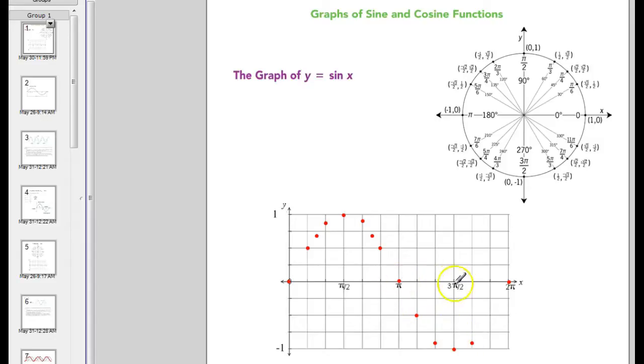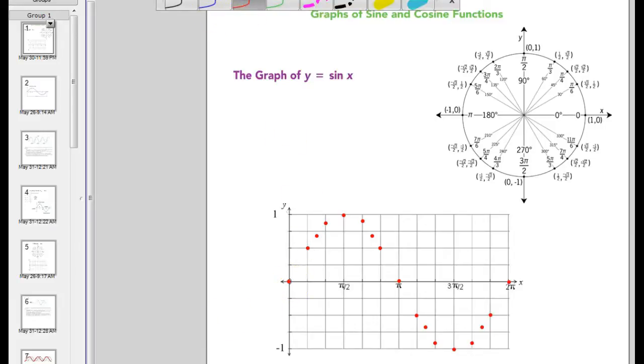Alright, and then halfway in between these two is 5 pi over 4, and 5 pi over 4 will have the negative square root of 2 over 2, which is like negative 0.7, so a little bit less than negative 3/4 about, and then right there. Alright, so we get this wave pattern called a sine wave.